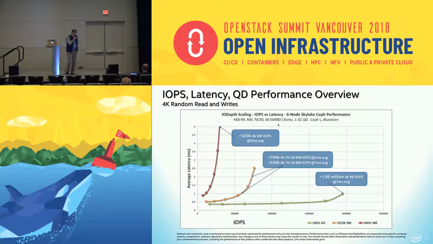So what do we see? What are some of the things we saw? If you look at this chart here, where we're showing latency versus IOPS and some of the scaling, with BlueStore you'll notice that we can scale out to almost 2 million IOPS and 700K, 320.